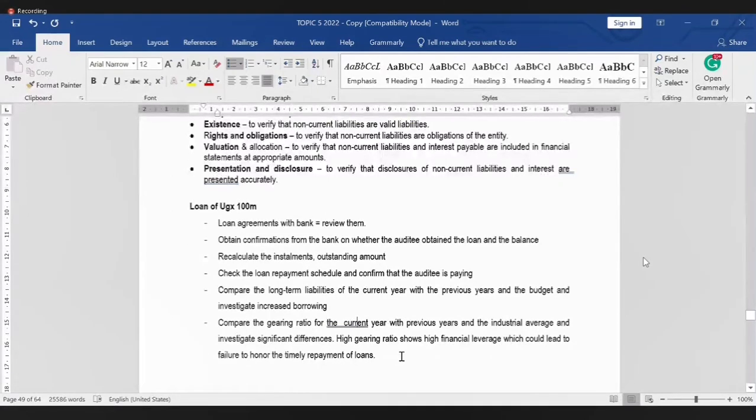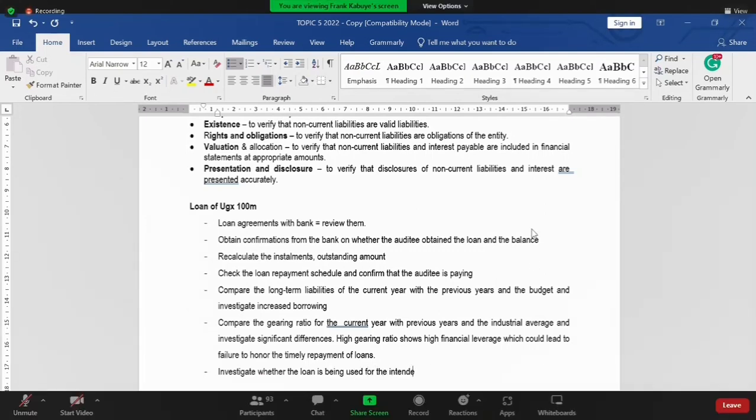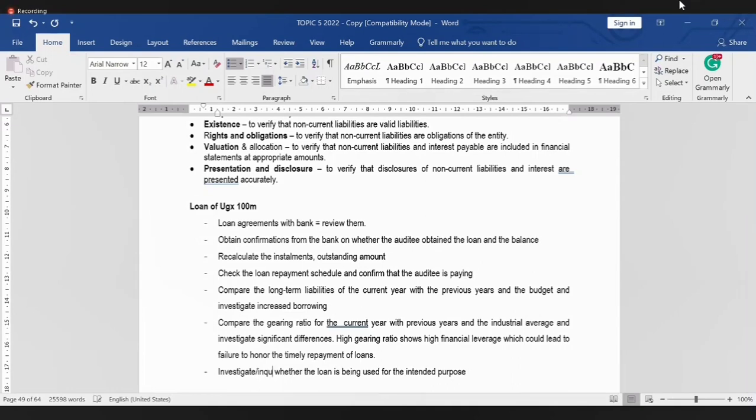So we want to investigate whether the loan is being used for the intended purpose. That's also very key. Is it being used for the intended purpose? You can investigate, you can inquire, you get it. Or they channeled the money to other things. It must be used for the intended purpose.